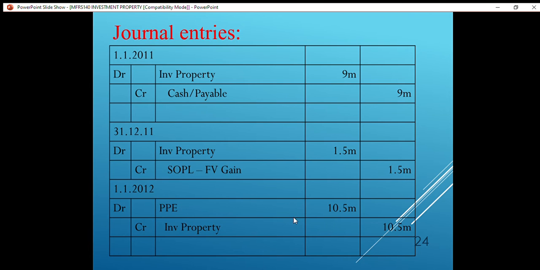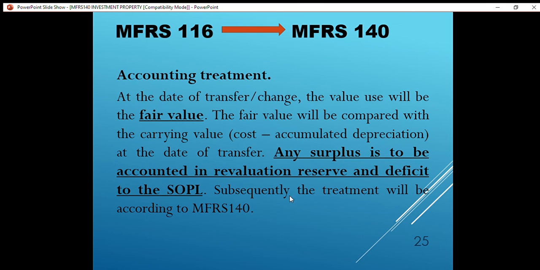Next we go to another type of transfer, that is from PPE under MFRS 116 to investment property under MFRS 140. The accounting treatment for this transfer is that at the date of transfer or change, the value used will be the fair value. The fair value will be compared with the carrying value, that is cost minus accumulated depreciation at the date of transfer. Any surplus is to be accounted in revaluation reserve and deficit to the SOPO. Subsequently, the treatment will be according to MFRS 140.